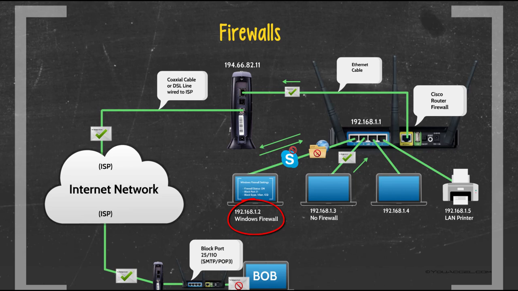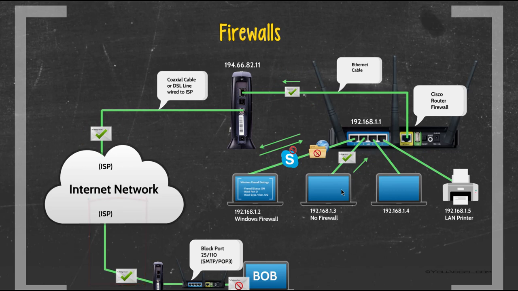Let's take a look at the second example. The second computer has no firewall. The user is attempting to send an email to Bob using SMTP port 25. The email data packet successfully travels past the router and through the modem to the sender's ISP. The ISP successfully delivers the message to Bob's email server.